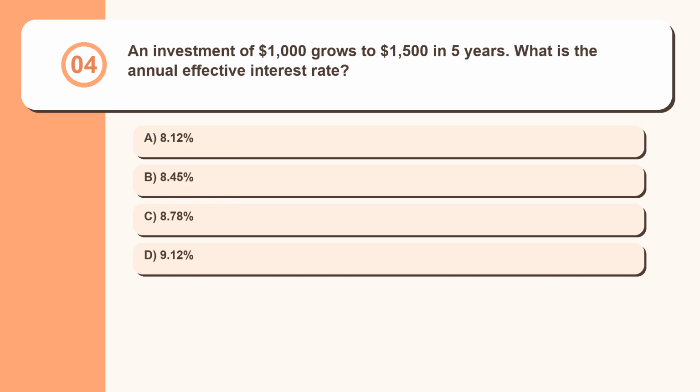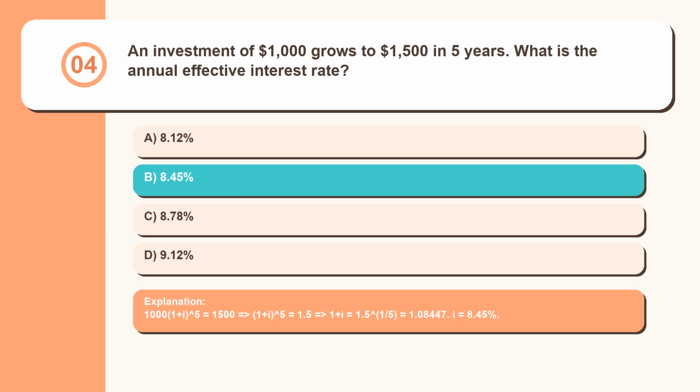Question 4. An investment of $1,000 grows to $1,500 in 5 years. What is the annual effective interest rate? 8.12%, 8.45%, 8.78%, 9.12%. 1,000 times (1 plus i)^5 equals 1,500, so (1 plus i)^5 equals 1.5, and 1 plus i equals 1.5^(1/5) equals 1.08447. i equals 8.45%.